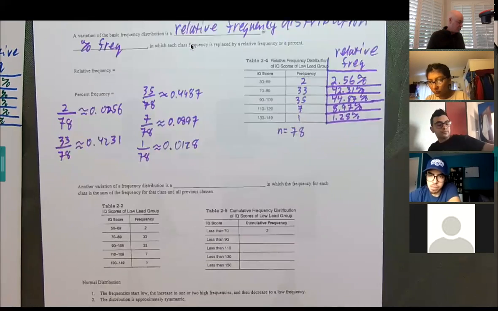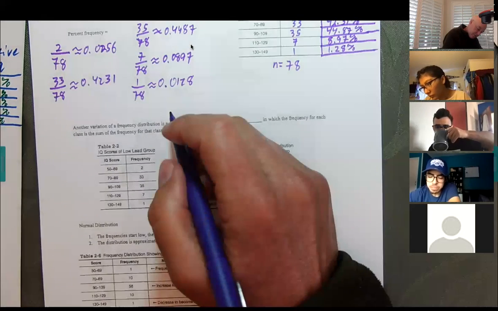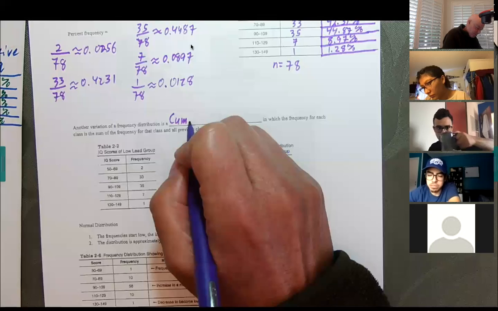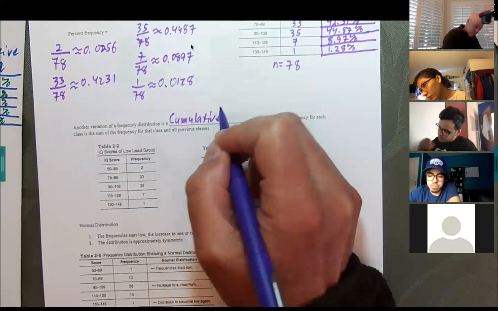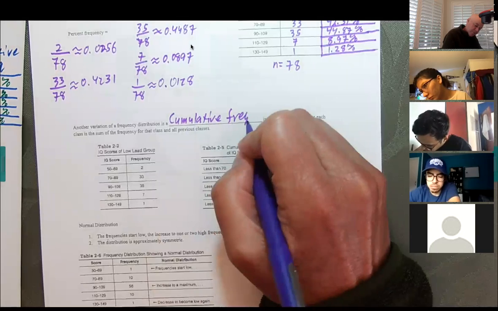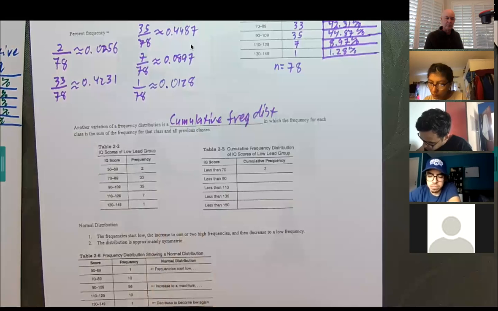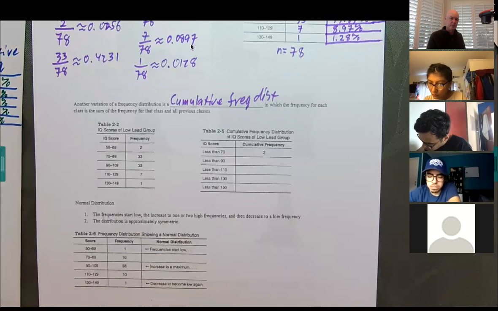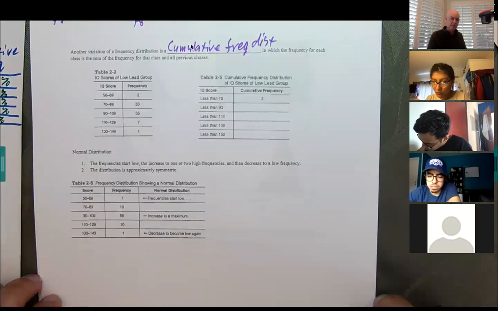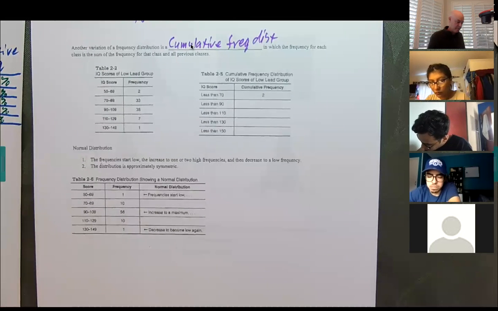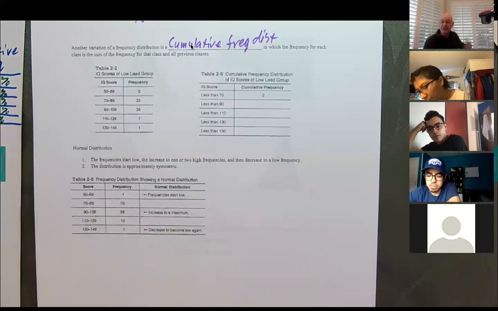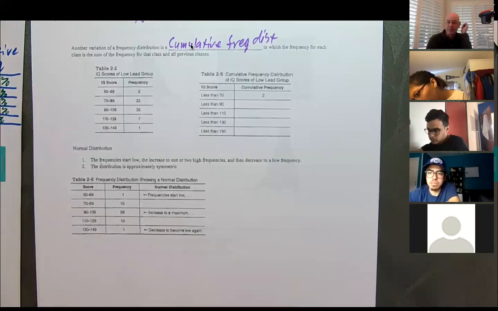Next up, we have a cumulative frequency distribution. If you don't know the word cumulative, it means the sum of everything before it. So for example, your final exam will be cumulative, meaning it's not just going to be on the last chapter, it's going to be on all the previous chapters as well.